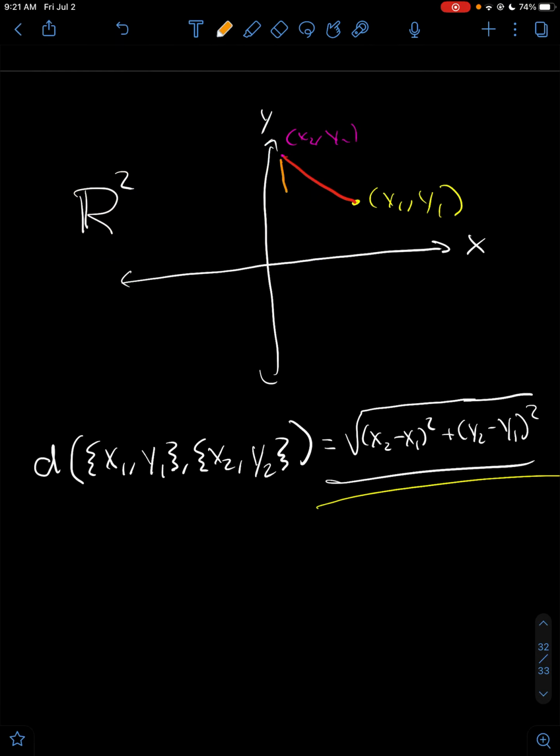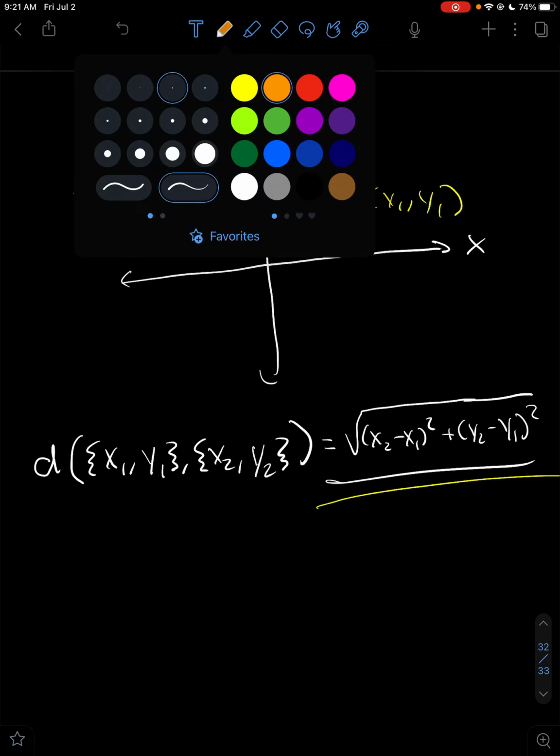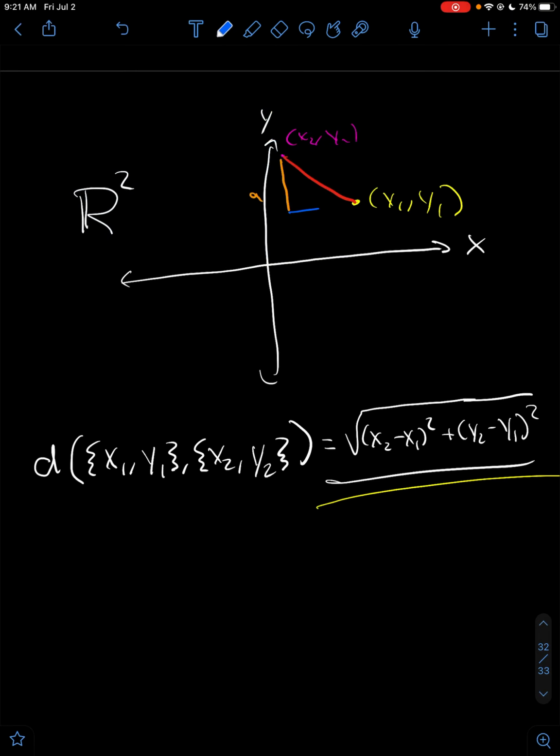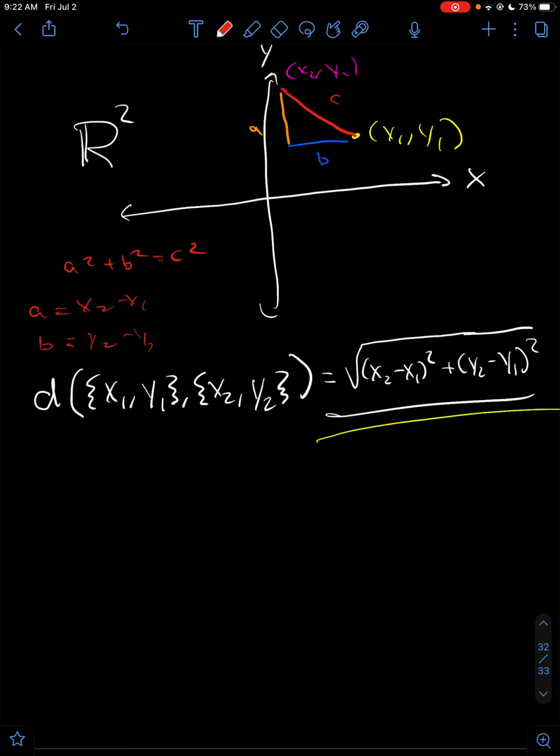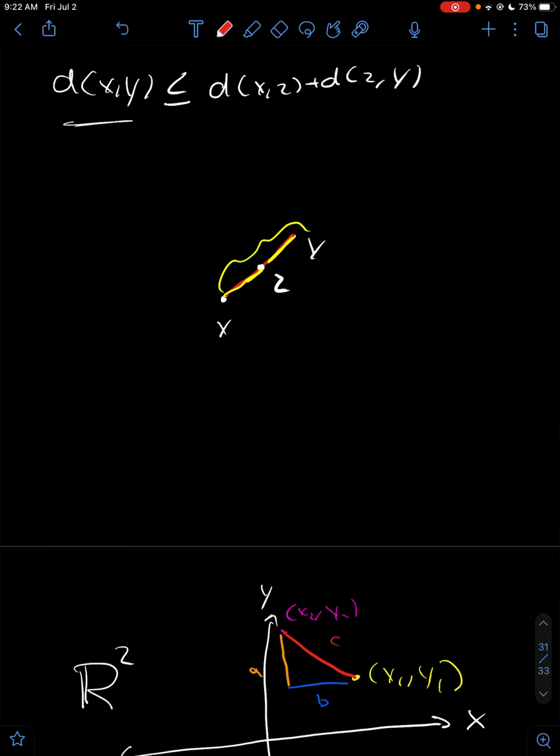And here we have A. Here we have B. And here we have C. So it's saying that A squared plus B squared equals C squared. And you can try to convince yourself that A equals x2 minus x1 and B equals y2 minus y1. You can just see it from this picture, but just try to convince yourself with that. So that's the metric for R2.